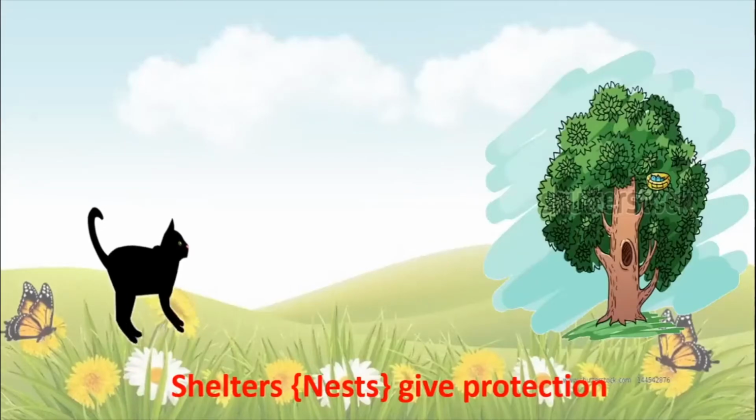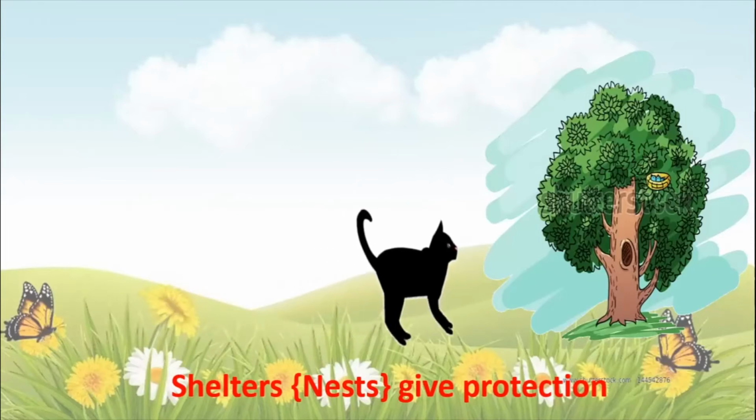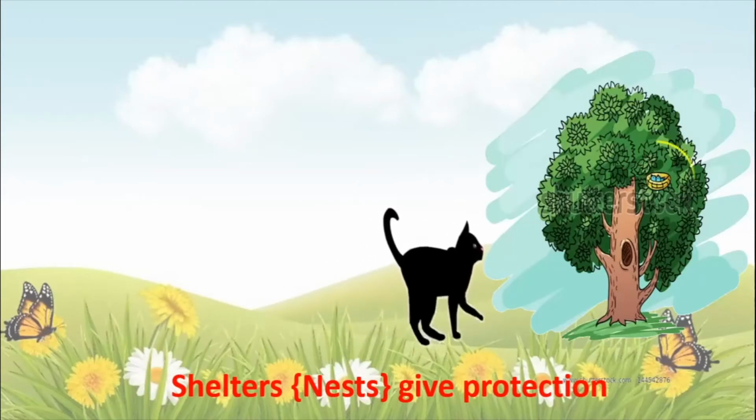See here, there is one more naughty cat. And what does this cat want? This cat wants to eat the baby birds which are there in the crow's nest. Can you see? But the cat is on the ground, on land, and this crow's nest is safe on top of this tree.